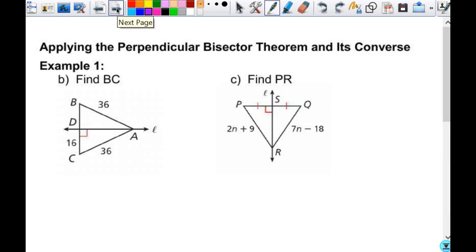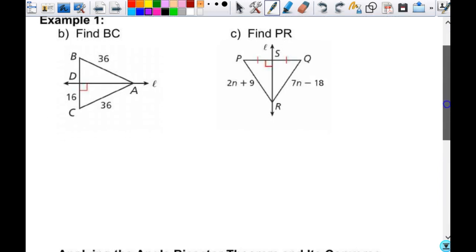All right, so this says we're going to apply the perpendicular bisector theorem and its converse. On example 1, we're going to look for the length of BC. Am I leaving the little line segment off of here? Should there be a line segment up here? No, because that says find the length of line segment BC. All right, so let's think about what we're told. This is what we have. They labeled that this is perpendicular, right?